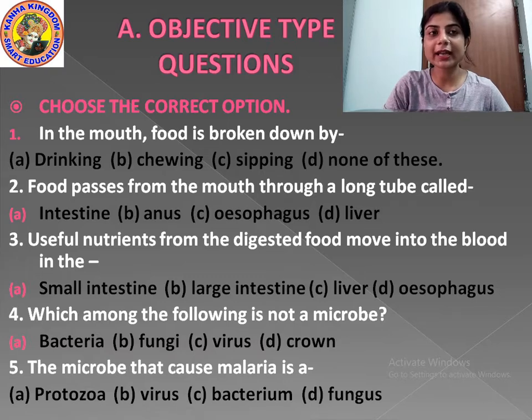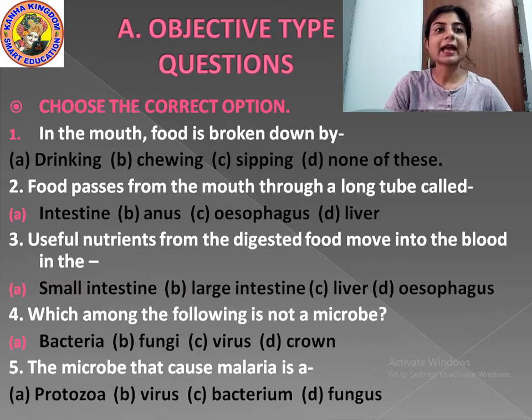I repeat the question again. In the mouth, food is broken down by drinking, chewing, sipping, none of these. So what is the answer? In the mouth, food is broken down by chewing. The answer is B. It is chewing.